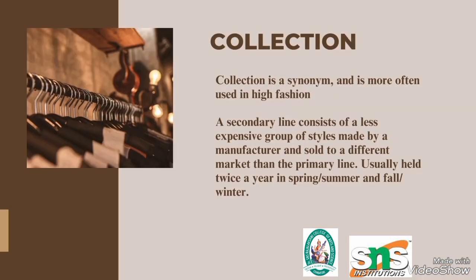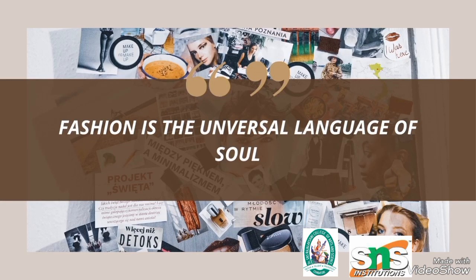For example, saris and denim coats. Collection is more often used in high fashion. A secondary line consists of a less expensive group of styles made by the manufacturer and sold to a different market than the primary line, usually held twice a year, in spring and summer and in fall and winter.